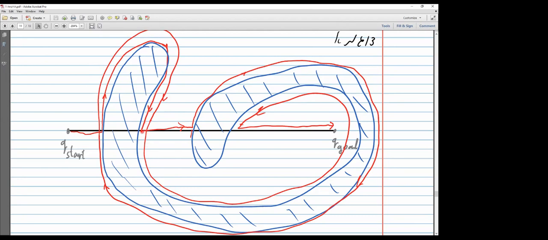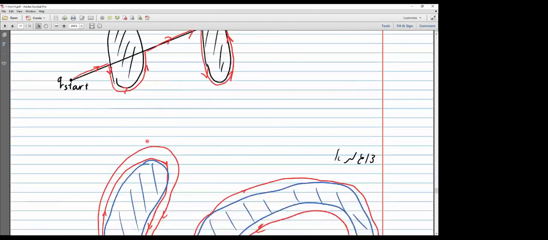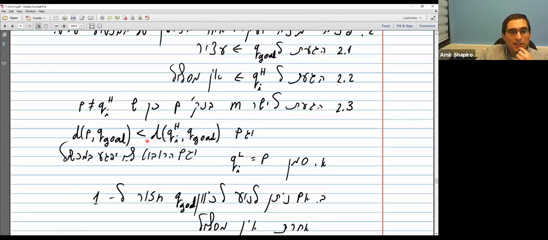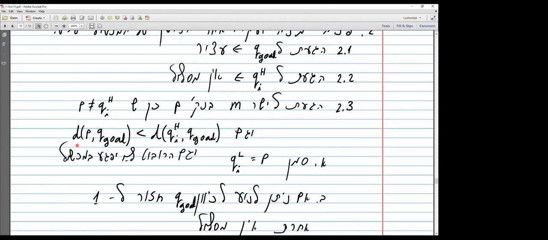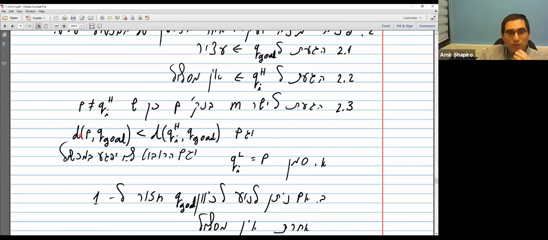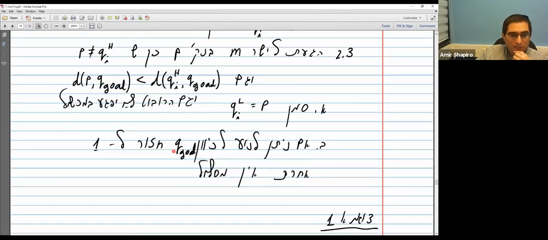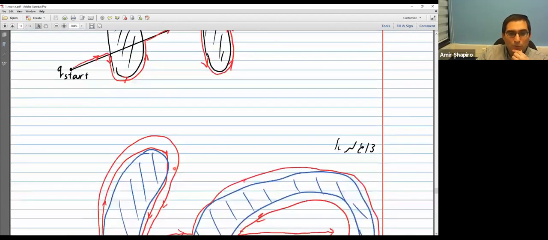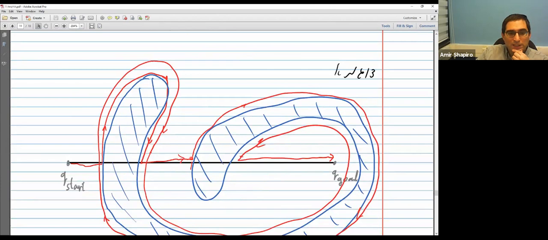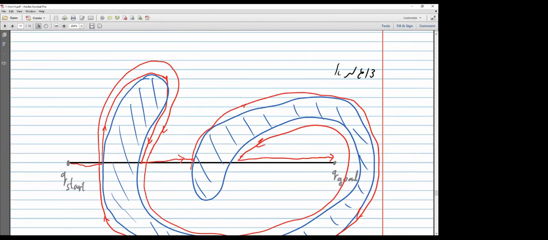Why don't you stop here? Because the algorithm says that for the leave point P, the distance to the goal has to be smaller than Q hit. And Q hit was here. So the distance here is larger than here. Okay, thank you. So I won't stop.